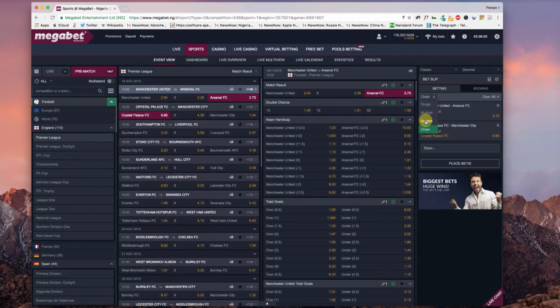We have a systems bet, which allows you to hedge, essentially. So it's also called a hedge bet, which means that if you pick 4 outcomes, you could decide that if 3 of them happen, you will make money from it. And then we have the chain bet, which we're going to demonstrate today. If you bear with me, it's a bit tricky to explain.